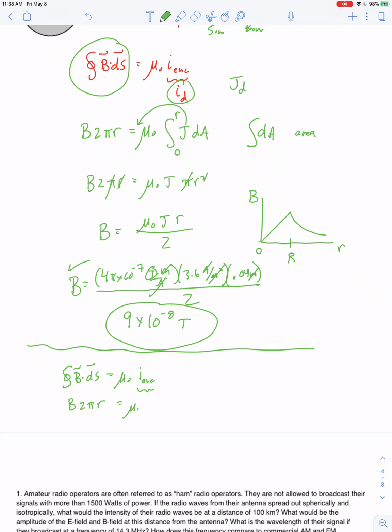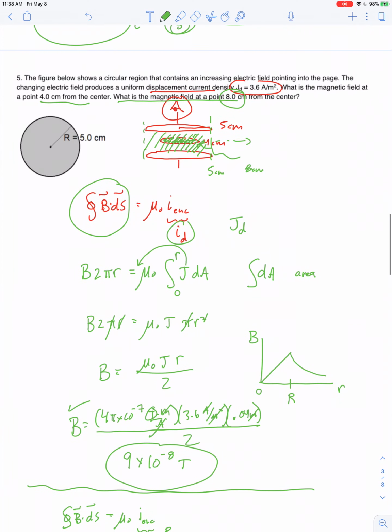The right side of the equation is mu naught, and we're going to take the integral of j dA once again, but instead of integrating from 0 to lowercase r, we're integrating from 0 to capital R. We're only accounting for current density up to capital R, up to 5 centimeters. Like I say, beyond 5 centimeters out to 8 centimeters, there's no more displacement current.